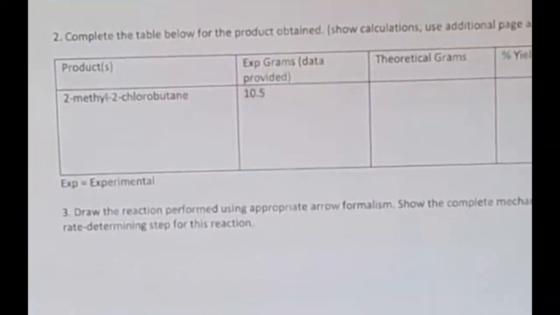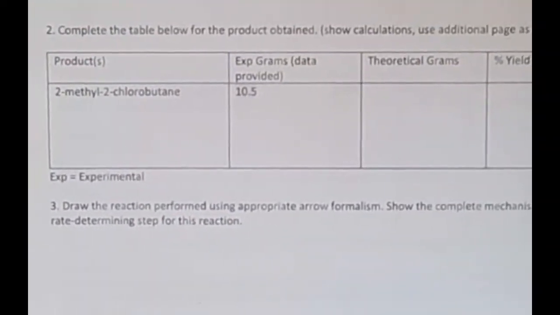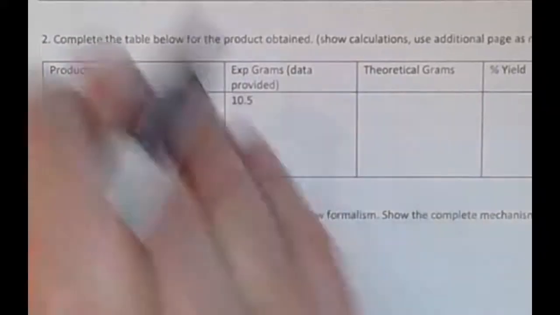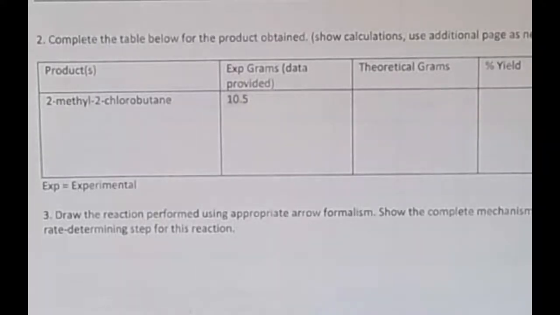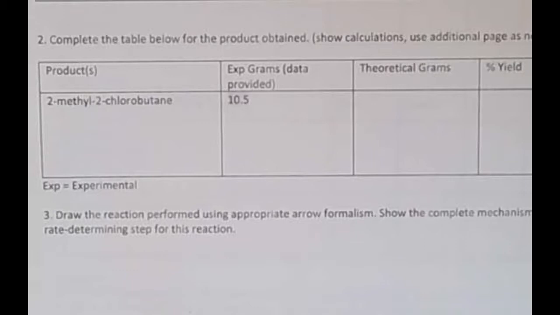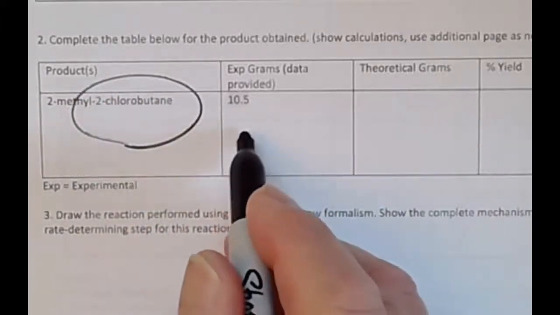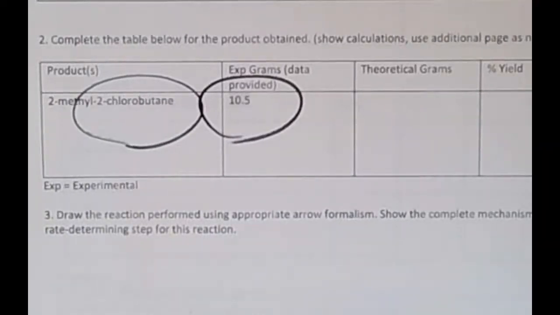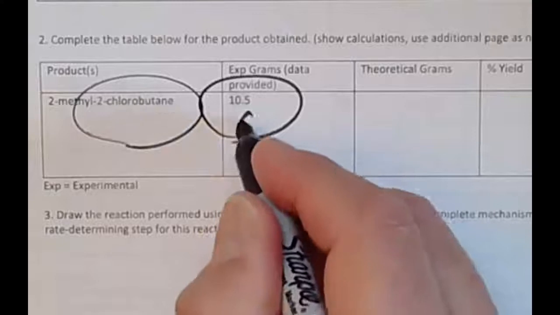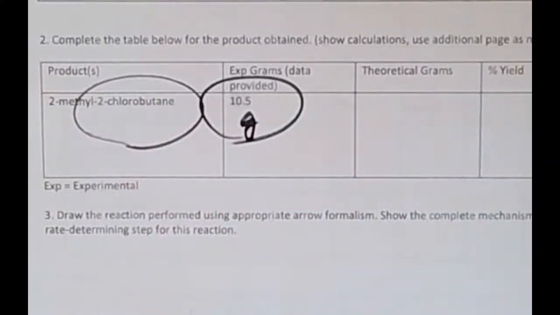Then we have boxes for the product. Again, because we didn't do the actual lab, but we propose that during this reaction, we collected 10.5. I didn't write down the gram, so it's just, yeah, I did it here. So we collected 10.5 grams of the product.